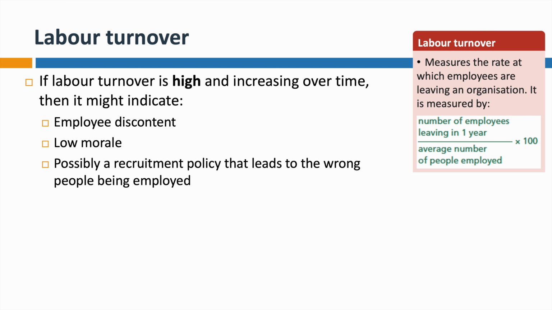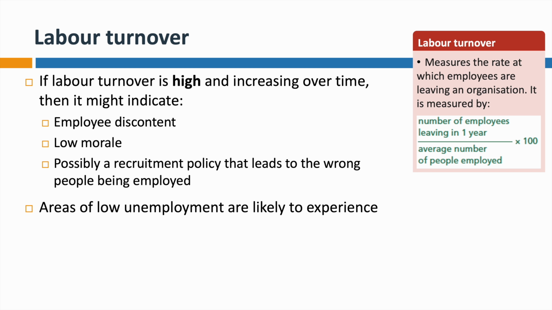Possibly a recruitment policy that leads to the wrong people being employed. That is also possible. If we're recruiting the wrong people for the job, they're maybe not motivated by the job itself, they're not going to want to stay at the company. They're going to leave, maybe for a better, more interesting job. So the reason why we measure labor turnover is to see how we're doing over time, how certain policies in HR that we set in place are affecting our results.